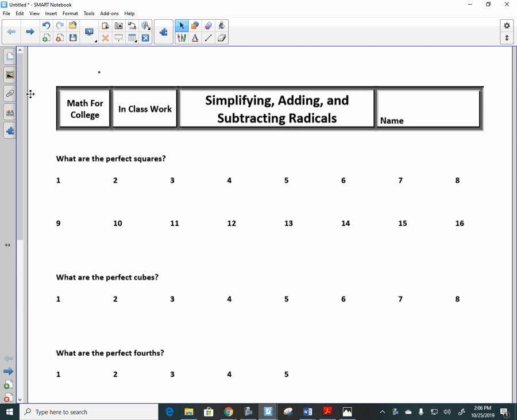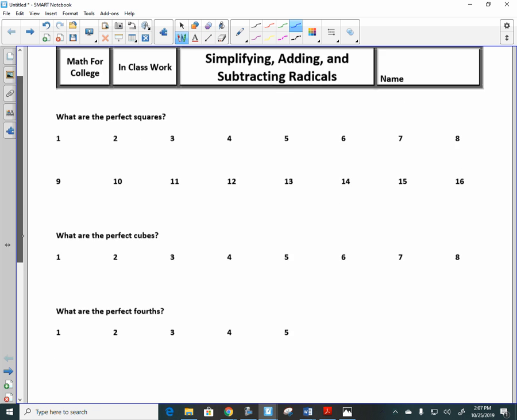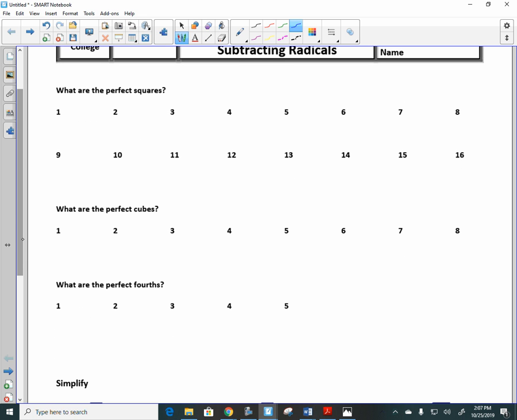So it's important that when we begin by simplifying radicals that we understand perfect squares, perfect cubes, perfect fourths, things of that nature. So let's grab a list here. And some of you have these committed to memory. Some of you do not, which is fine. But let's at least have a list in front of us.